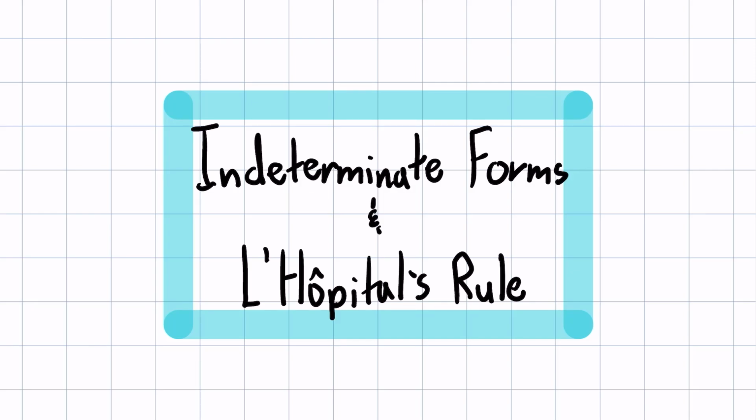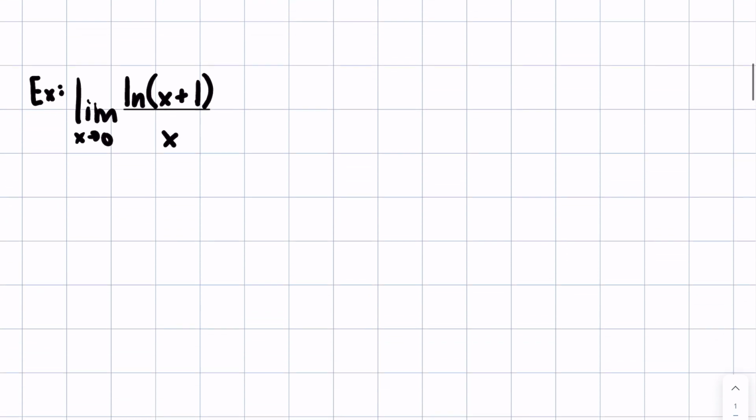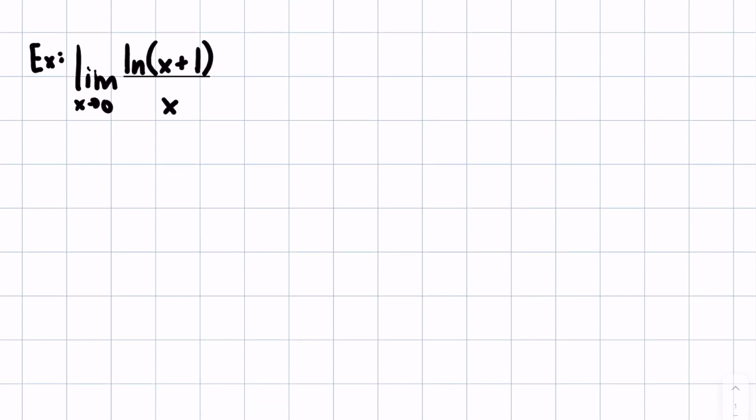Today we are going to be talking about indeterminate forms and L'Hopital's rule, which is the topic that the next couple videos are going to focus on. So I'm going to motivate this with a little example. We're going to try to solve this limit by direct substitution. So we're going to sub in 0 for x.